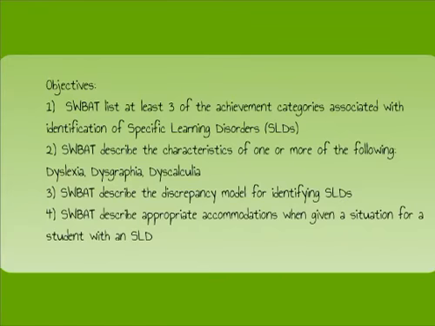And these are the objectives for this session. By the time we're done, you should be able to list at least 3 of the 8 categories associated with an identification of specific learning disorders. You should be able to describe one or more of the following: dyslexia, dysgraphia, and dyscalculia. You should be able to describe the discrepancy model for identifying specific learning disabilities. And we'll talk a little bit about accommodations for students with specific learning disabilities, but we'll do more of that in another session.